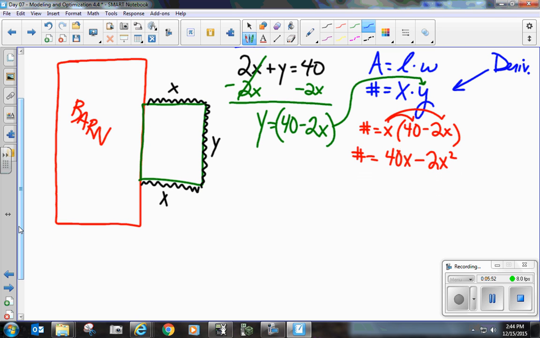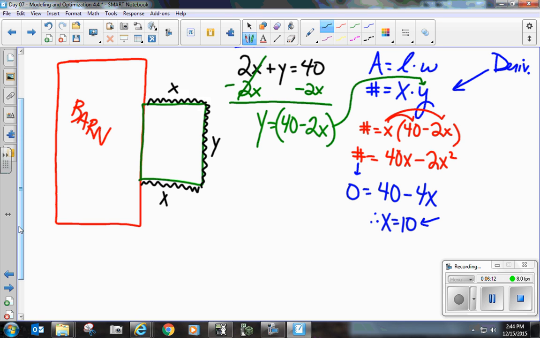Okay? So the derivative of any constant is 0. This is 40 minus 4x. All right? What does that equal to 0 and solve? Well, in this case, my x would be 10, because 4 times 10 is 40, and 40 minus 40 is 0. This is my critical point.